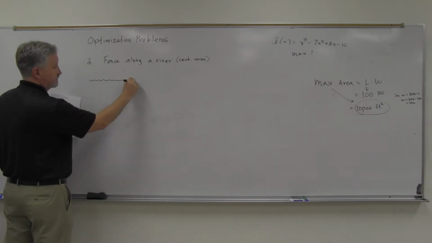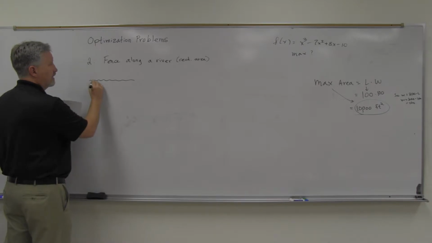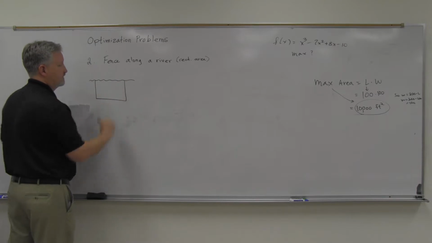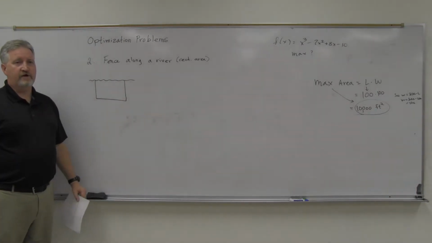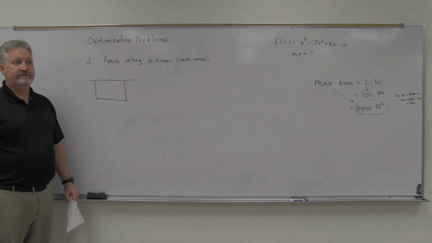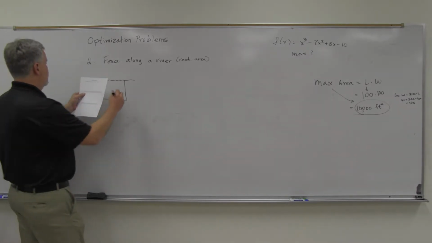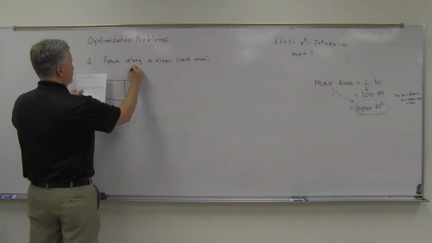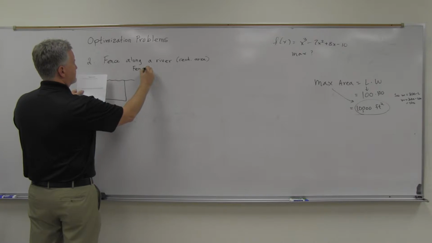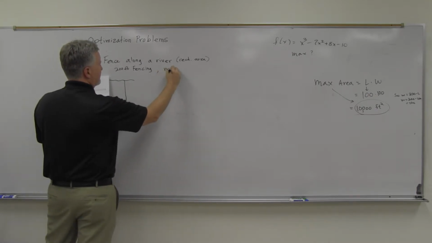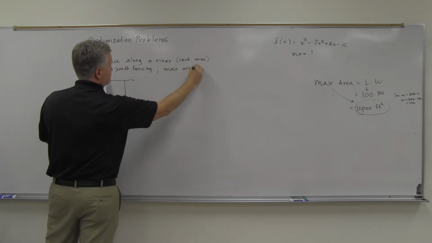All right, so I've got a river and I'm going to put a rectangular fence around it, but there's no fencing along the river. We'll give the livestock or whatever it is access to the river. Okay, so that's, like I said, a diagram helps in some cases. All right, if 200 feet of fencing is used, so I've got fencing is 200 feet. What's the maximum area that can be enclosed?